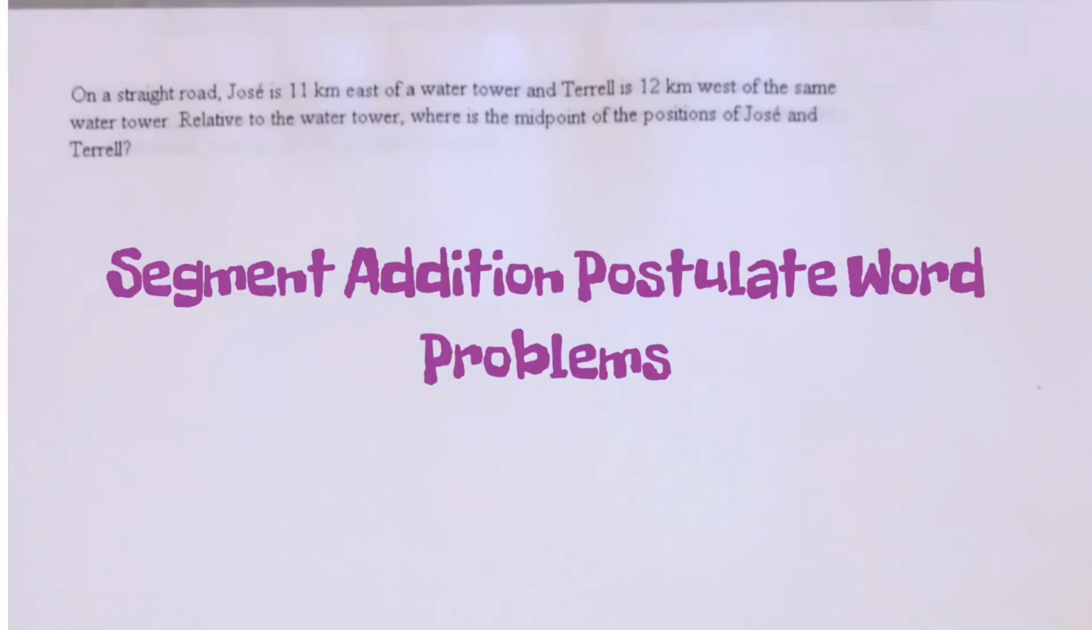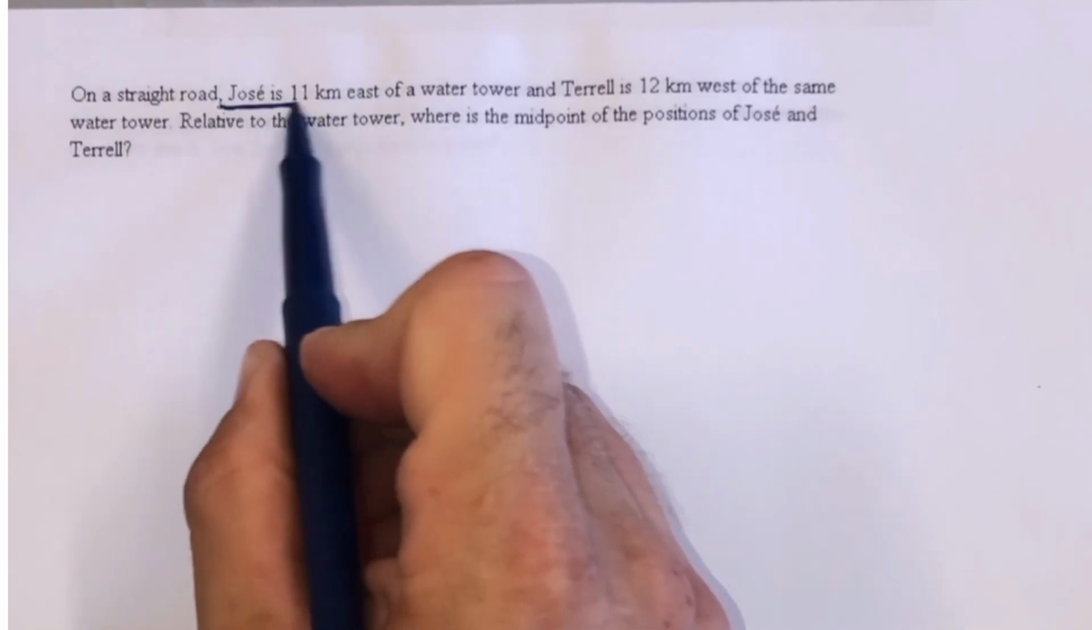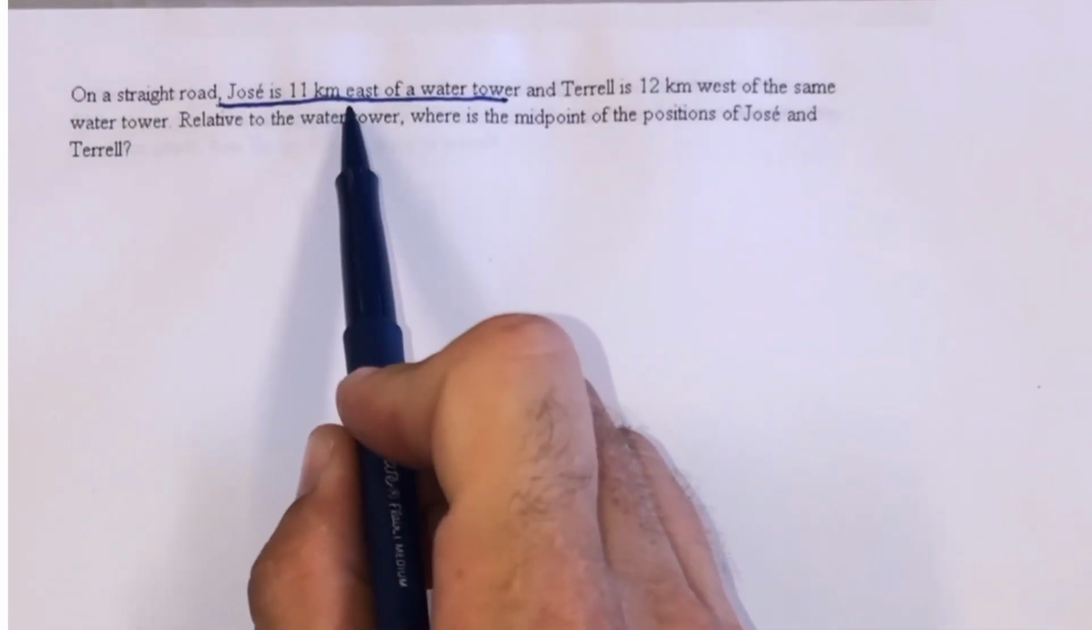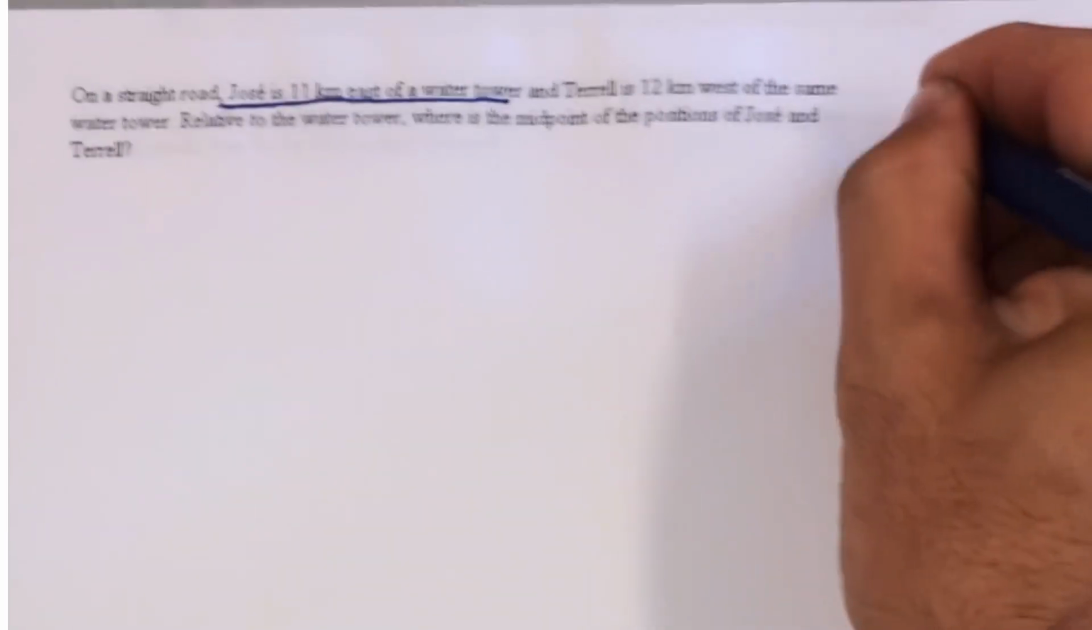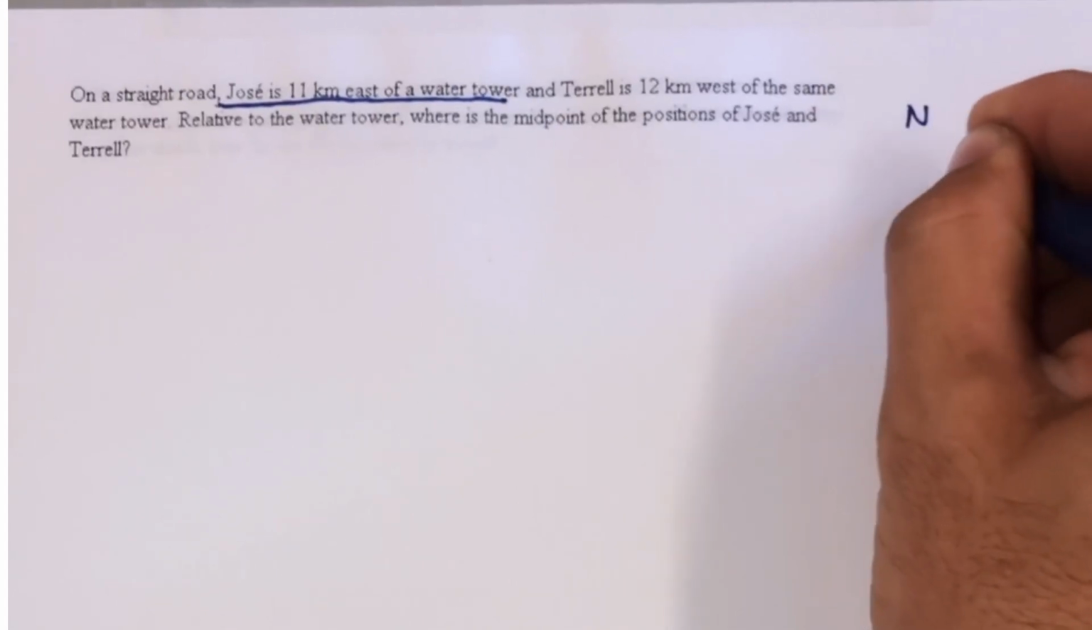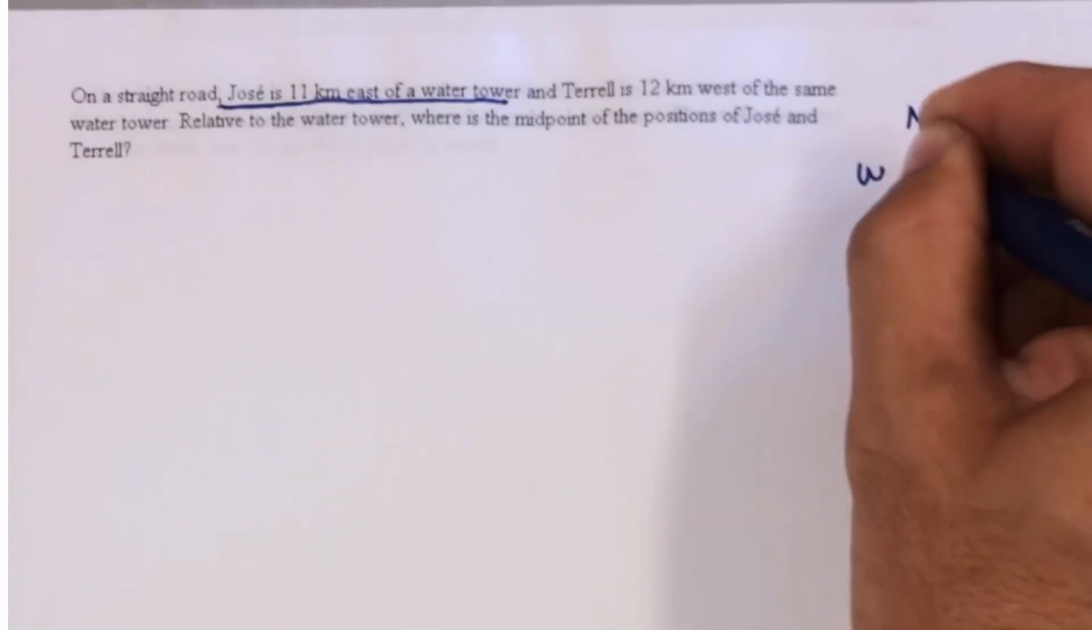Okay, here's some segment addition word problems. Like anything else in geometry, we're going to need a diagram. So what I like to do is diagram any pieces of information they're giving me. In this case, it's saying Jose is 11 kilometers east of the water tower. Remind yourself of what your directions are before you do this.